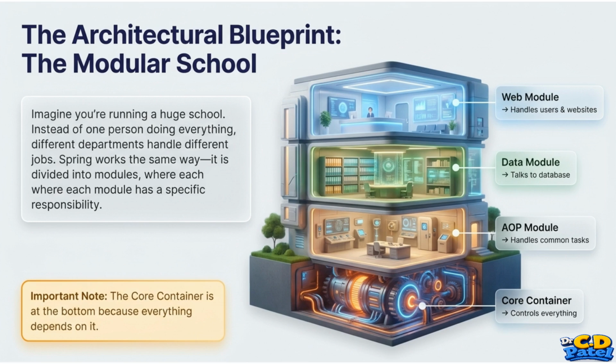The web module handles web applications and users. The data module communicates with databases. The AOP module handles common tasks such as logging and security. And at the bottom we have the core container, which is the foundation. Other parts depend on this foundation. This modular design allows developers to use only the Spring features they actually need.